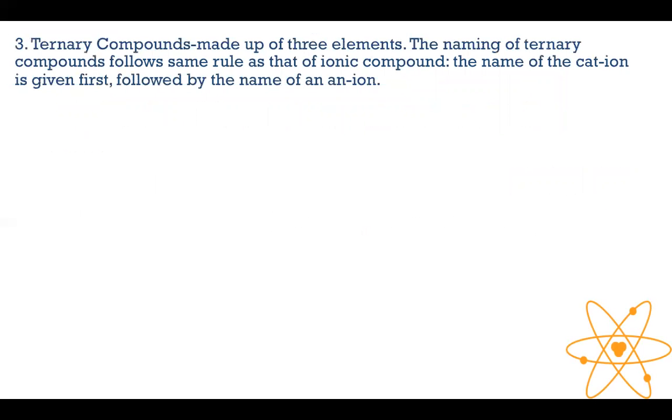For ternary compounds, ito na yung sinasabi ko kanina, pag ang isang compound nag-involve ng 3 or more elements or made up of 3 elements, ang tawag doon ay ternary compounds. The naming of ternary compounds follows the same rule as that of ionic compounds. The same rule lang. The name of the cation is given first. So unang pangalanan mo yung cation, then followed by the name of an anion.